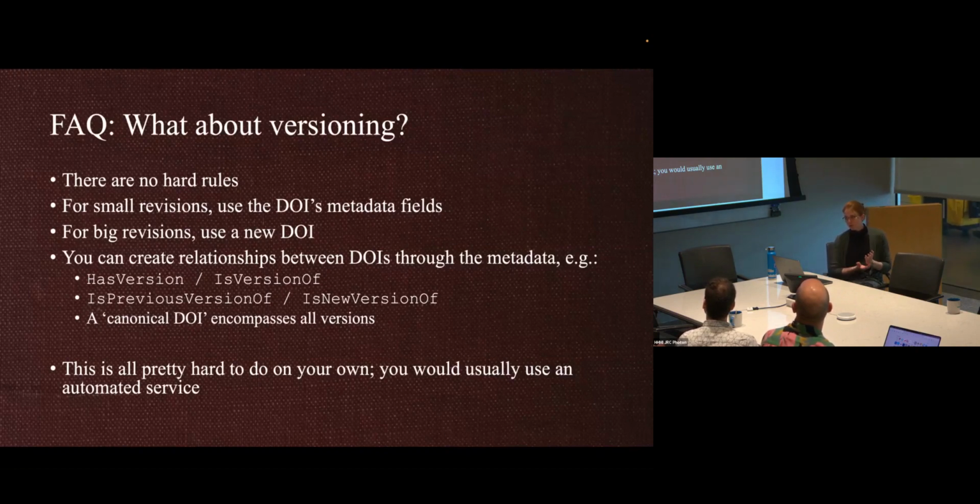So you can create relationships between different DOIs through the metadata. These are just two pairs of metadata fields that relate specifically to versioning here. But there are lots and lots of DOI metadata fields that you can use to say, oh, this paper cited that data set or whatever. So you can create relationships in that way. There's also this concept of a canonical DOI that encompasses all of the versions. That's a way of arranging your metadata to make it clear that it's a canonical DOI.